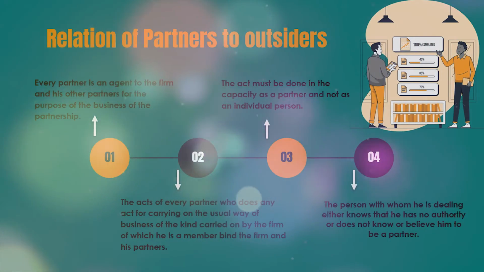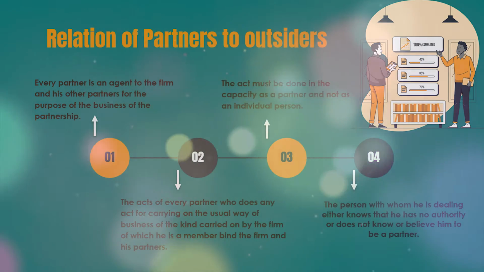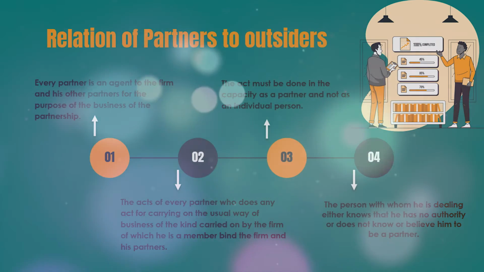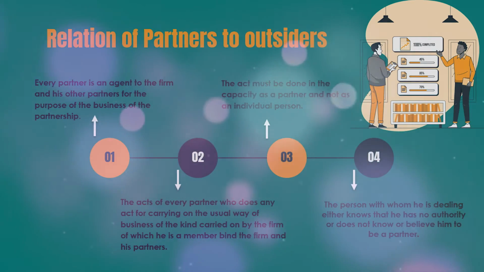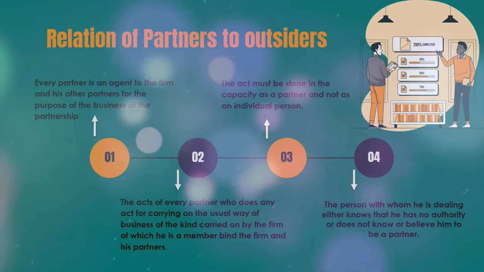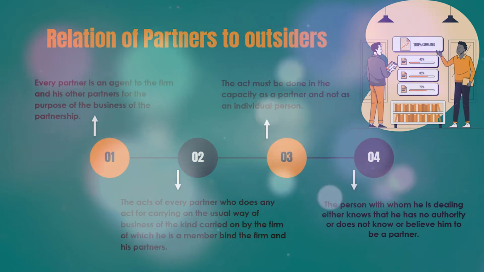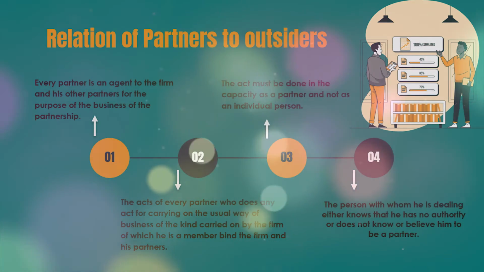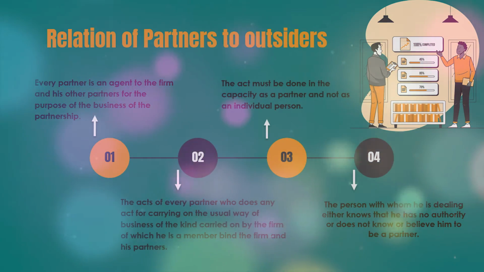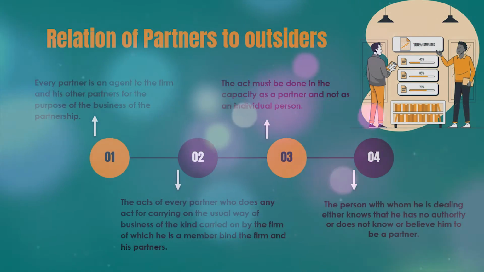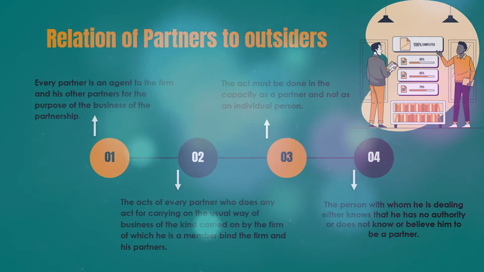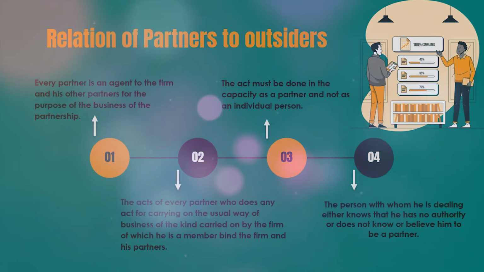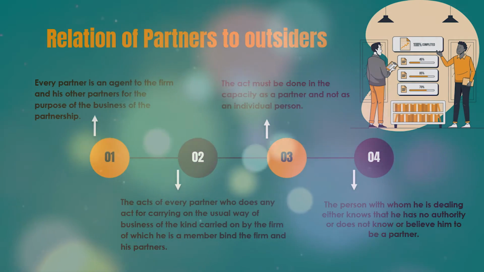The relationship of partners to outsiders. The agency principle is significant in the relationship of partners to outsiders because a partner is an agent for the firm. Whether a partner carries out activities within the ordinary course of partnership business, his act will bind the other partners so long as he has the authority to act and does not act beyond the authority given. Also, a partner has the authority to bind the firm if he carries out the partnership business within the scope of authority.